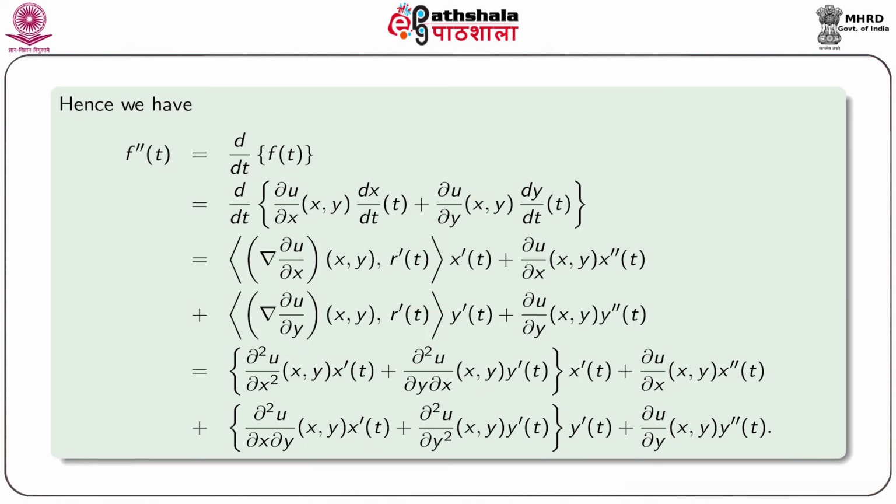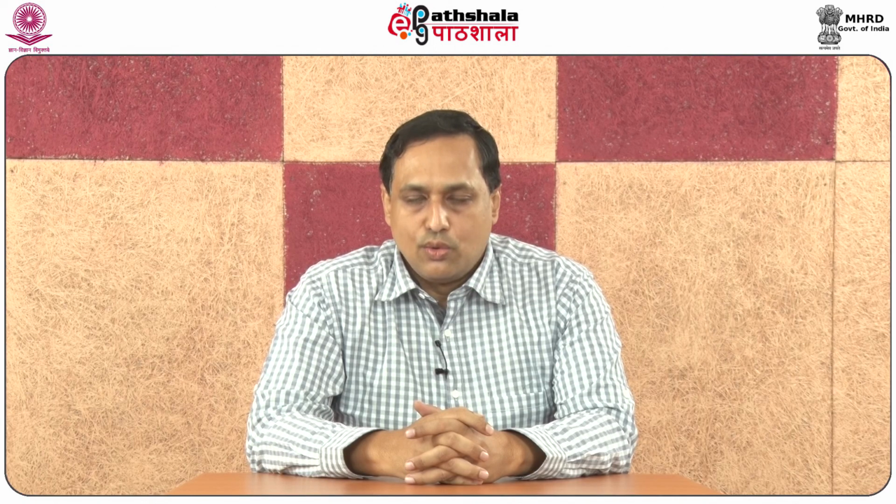Using the earlier steps, we can also find the value of f''(t), which we have shown here. So far, we have deduced two different forms for chain rules of scalar fields. Later, when we shall study chain rule for vector fields, we can find that these two are particular cases of it. With this module comes to an end.